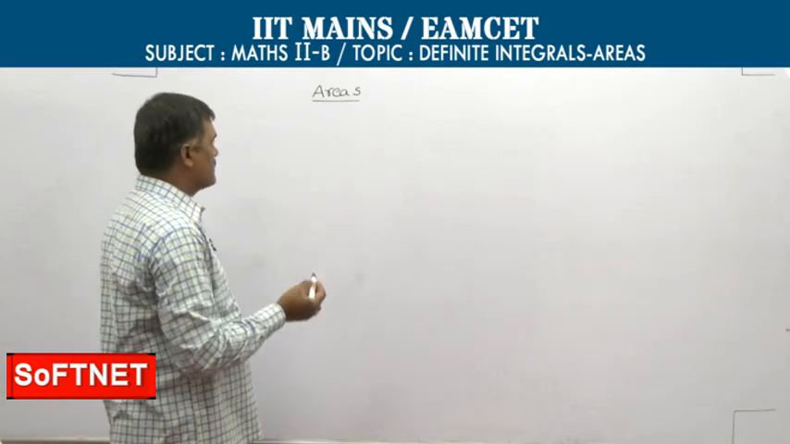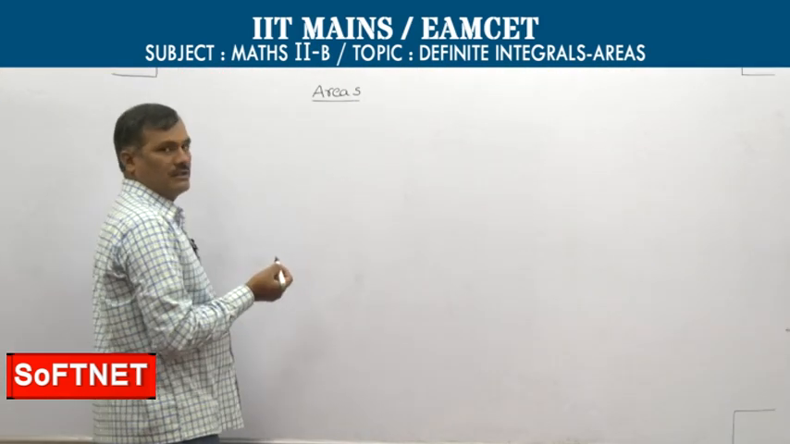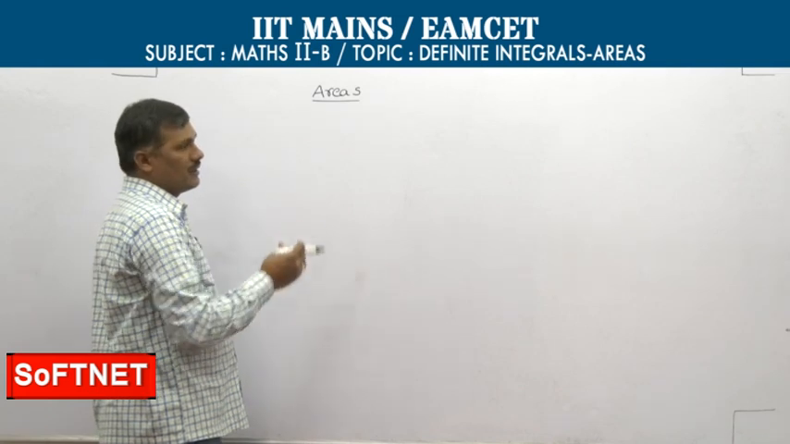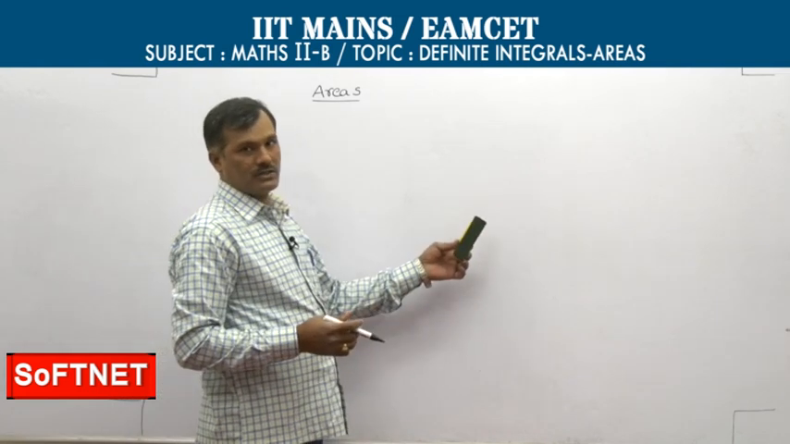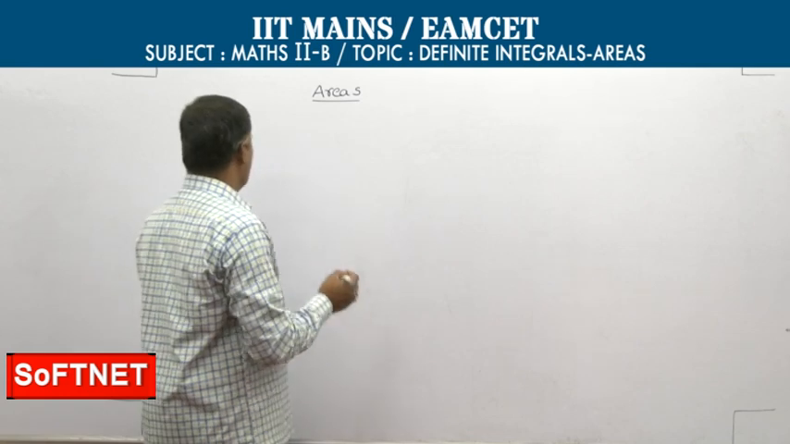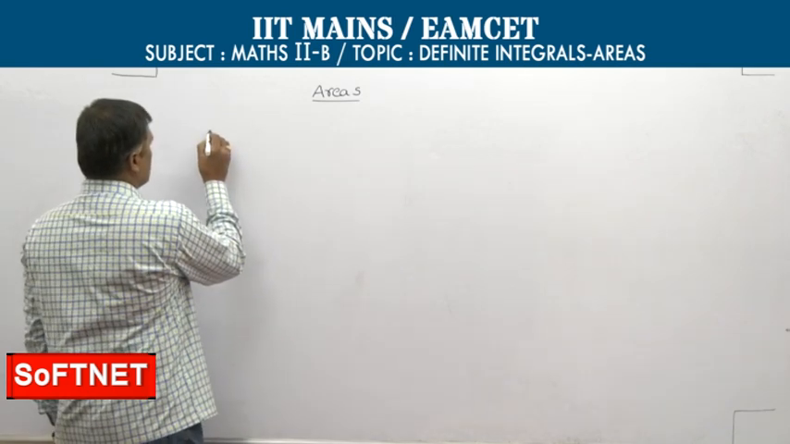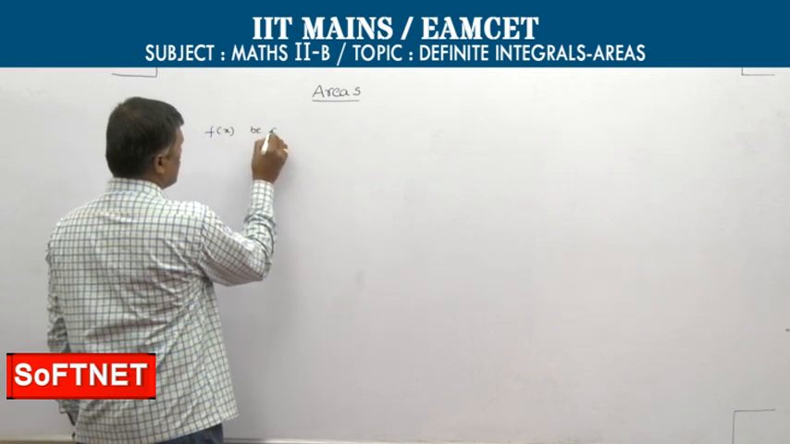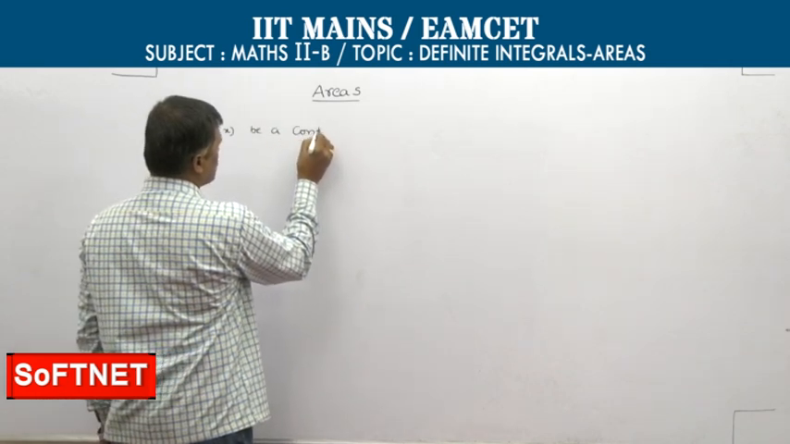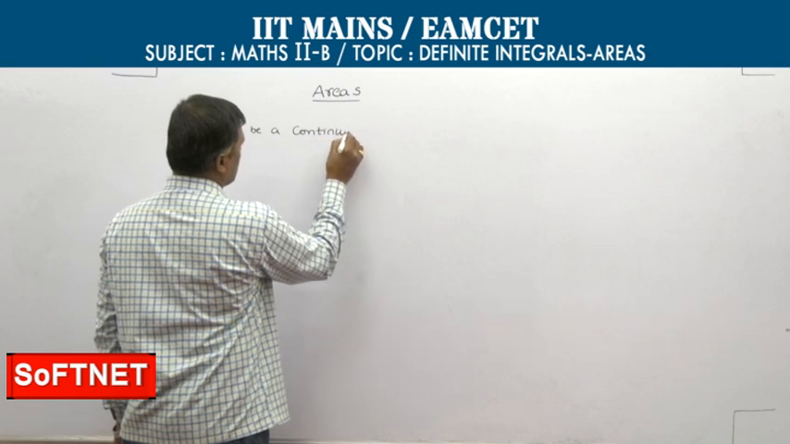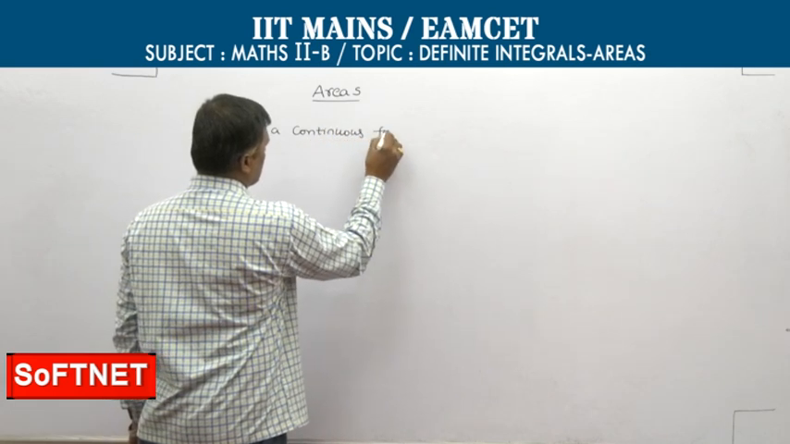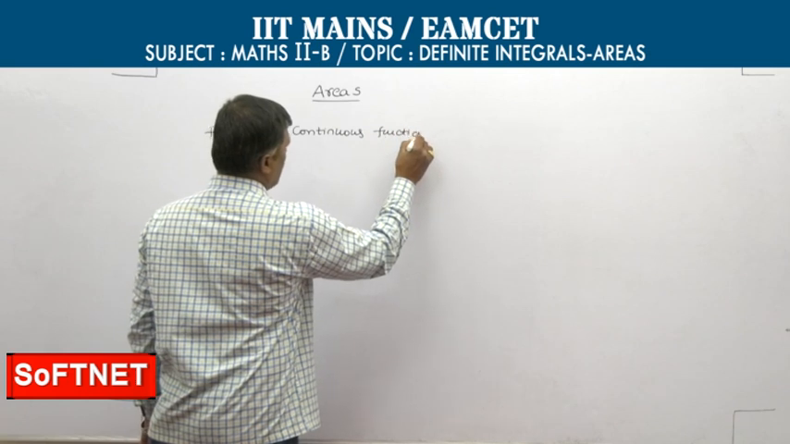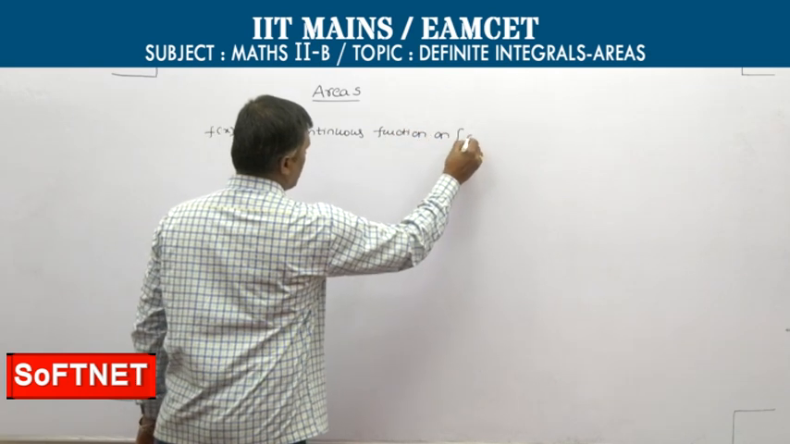In problems based on areas, to solve them completely it is very easy to first draw the figures, right? First one: let f of x be a continuous function on the closed interval a comma b.